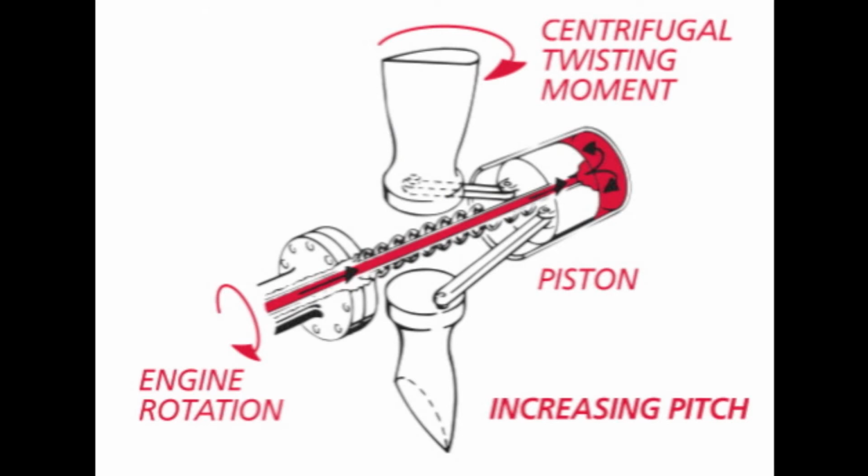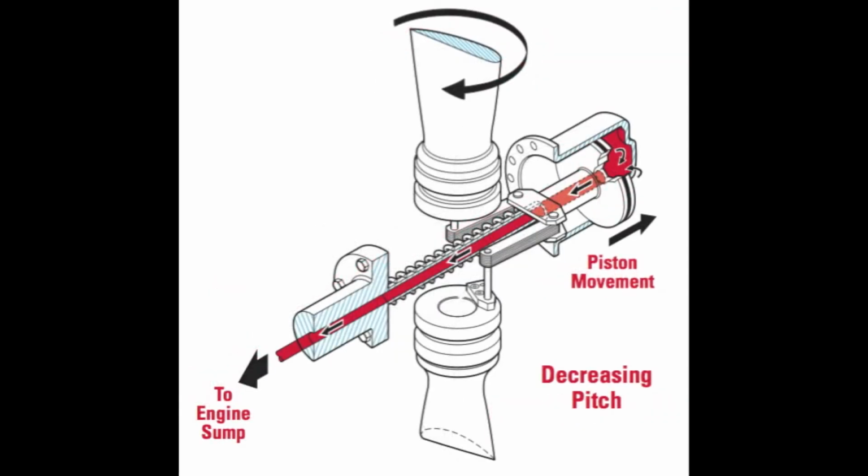So first, let's look at the forces acting on the propeller in our constant speed propeller. As the engine rotates the propeller, since it's not fixed, there is a twisting force called centrifugal twisting moment. This twisting force makes the propeller go to a low pitch if it wasn't attached to anything else. But the propeller is attached to something, which allows us to move it and overcome this twisting moment.